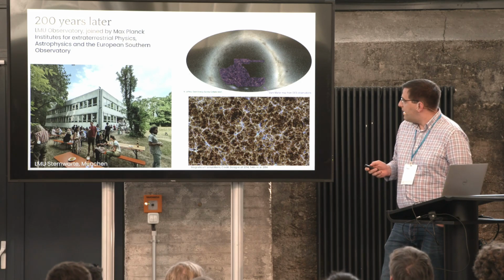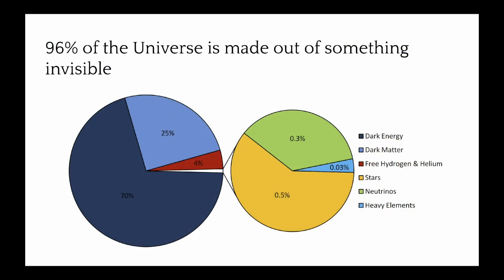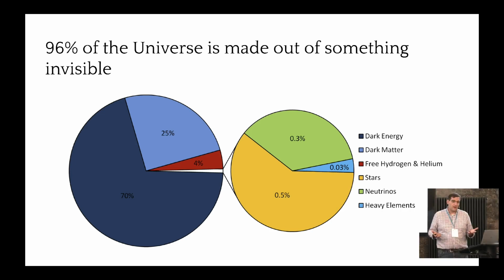And the main puzzle of our current era is this. Most of the universe is made of stuff we have no idea about. So dark energy is about 70% of what makes up everything. Of course, we don't see it here. And dark matter is also about 25%.